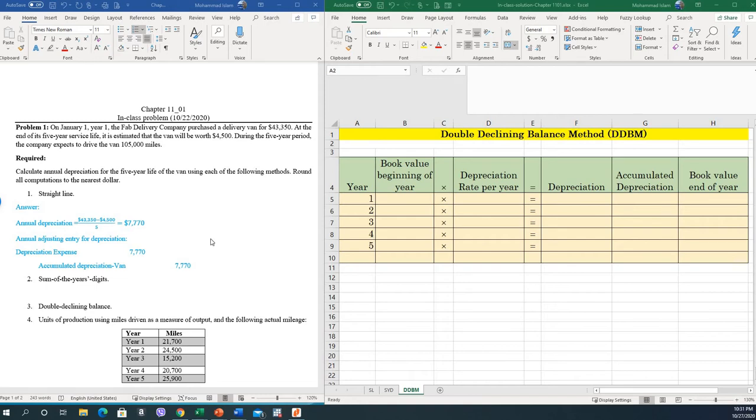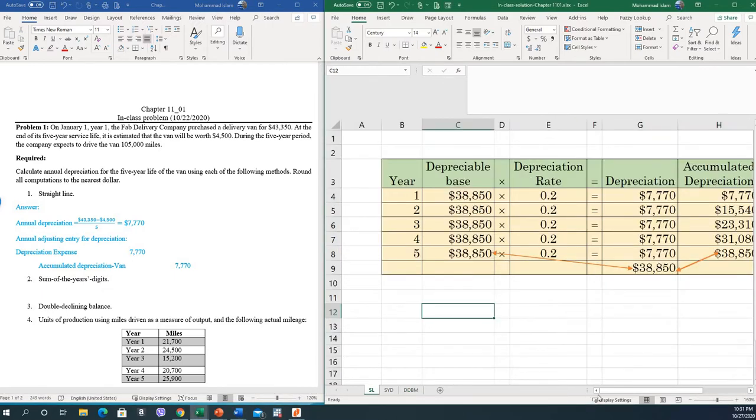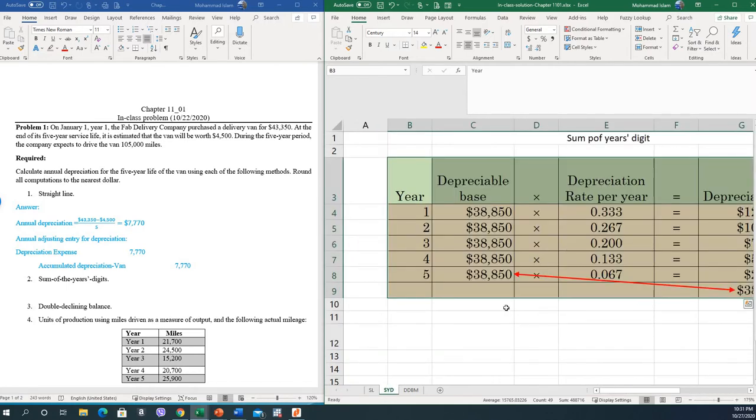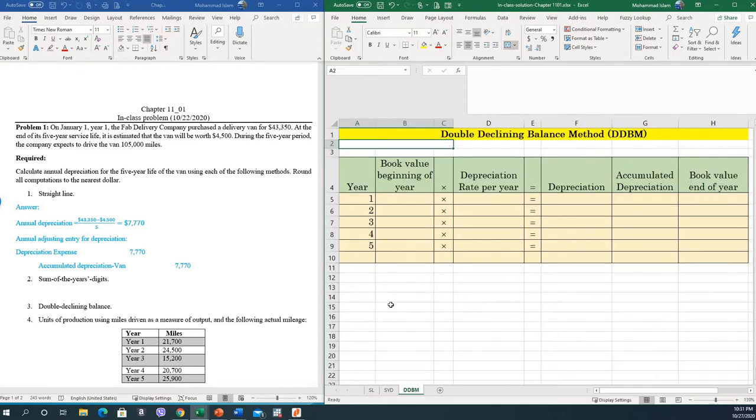Hello, in our previous class we have solved this problem by using the straight line method of depreciation and the sum of years digit method. Okay, so here is the straight line method of depreciation. Okay, and here it is the sum of years digit, and all of this should be on learn. Okay, and now today we will be solving the same problem by using double declining balance method and units of production methods. Okay, so now let's start.